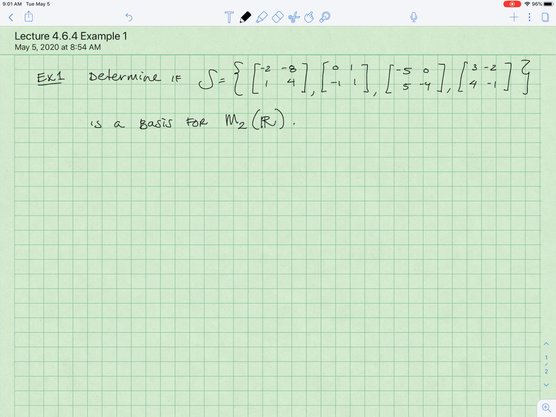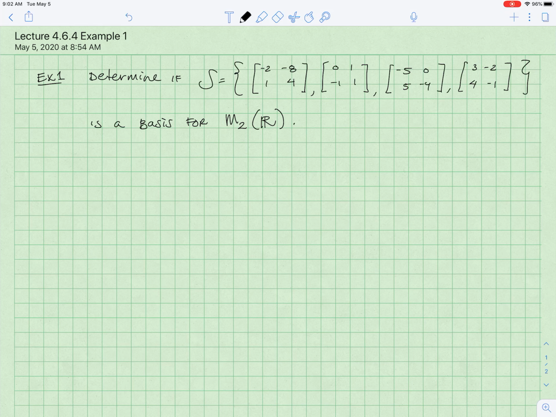Let's take a look at an example from section 4.6. We're given a set here, S, which is a collection of 2 by 2 matrices with real entries, and we're asked to determine if this set S is a basis for M2R. Now, if we go by definition, we have to show two things.